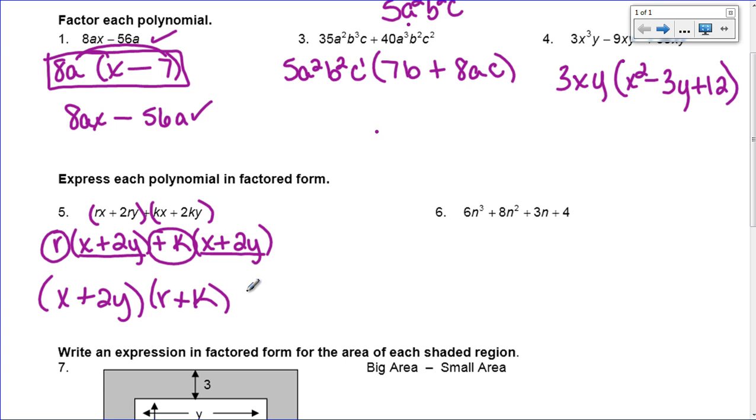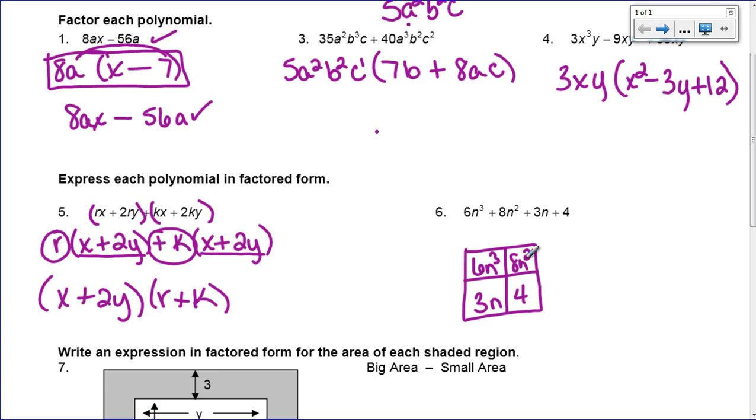Now you do not have to do grouping method. If you just decide you hate the grouping method, that's cool. Remember the box from when we multiplied? You can use the box to factor. So we draw our box. It's a 2 by 2 box because I have 4 little terms, and I'm just going to fill this in. 6n cubed goes here, 8n squared goes here, 3n here, and 4 here.